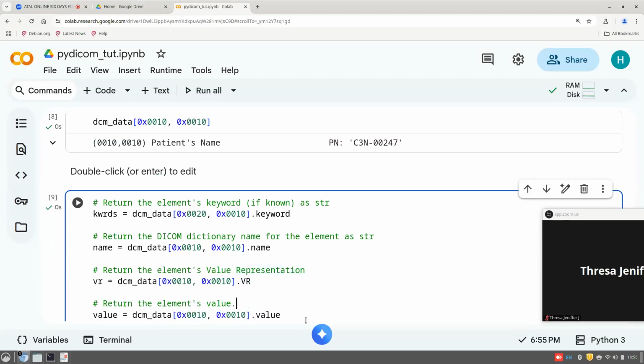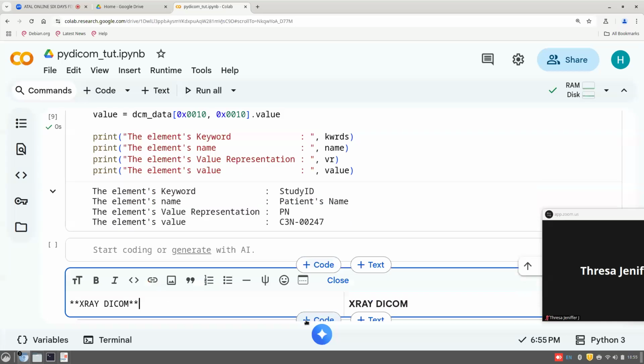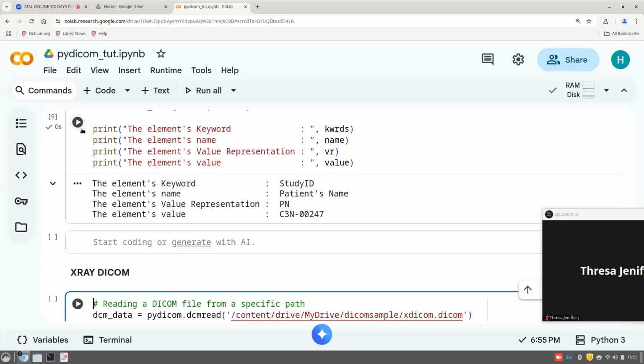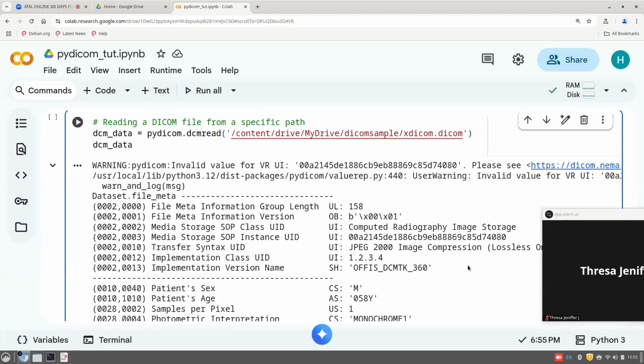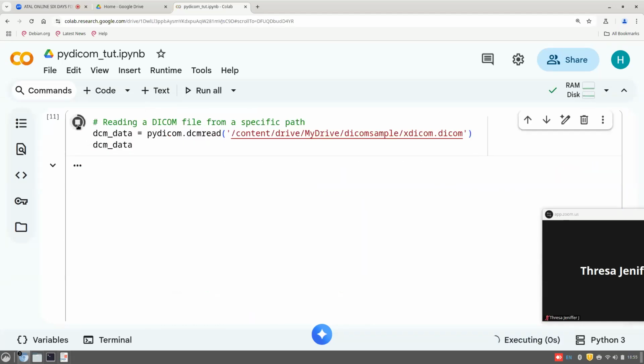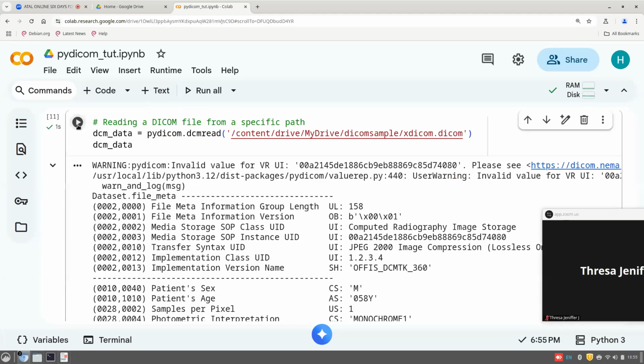You can see here, when I run this cell, I can get the keyword, which is study ID, the name, which is patient's name, the value representation is given, and the element value is the OP number of that patient. You can get all this information, not only the image but also all other information of the patient in the DICOM file.